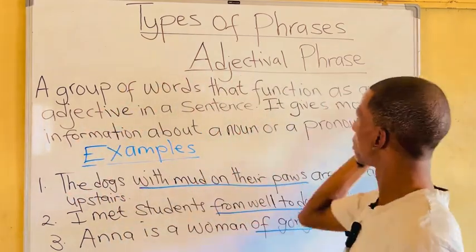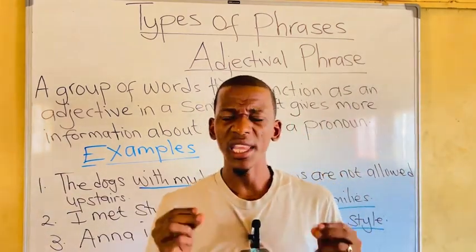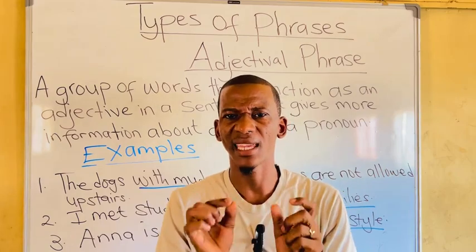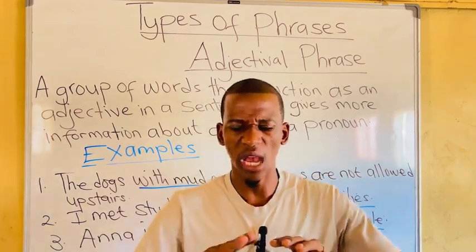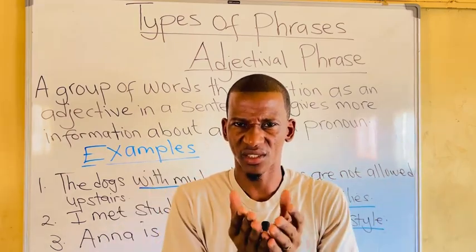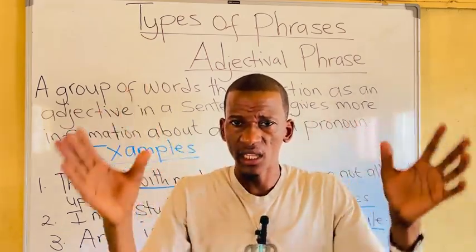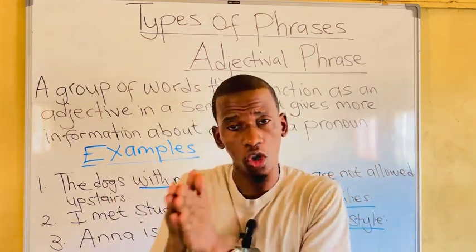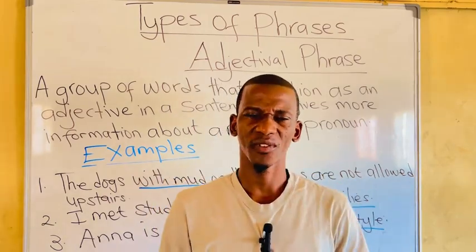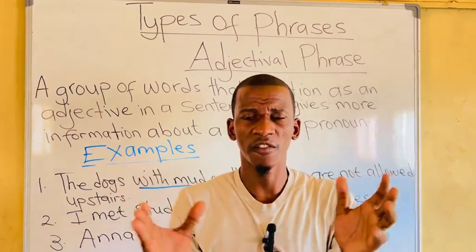Now, let us talk about adjectival phrase. What is an adjectival phrase? An adjectival phrase is a group of words that behave like an adjective. We are talking about now a group of words. That is why we have what we call an adjectival phrase, or we can call it an adjective phrase. An adjective phrase is a phrase or a group of words that function or that act or that behave like an adjective. What are we trying to say?